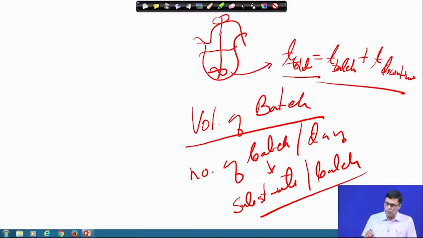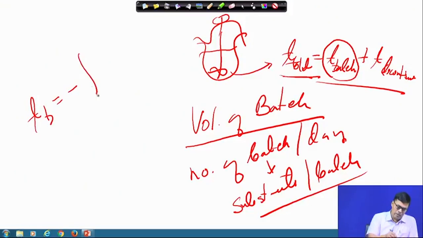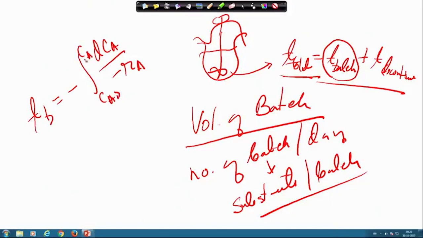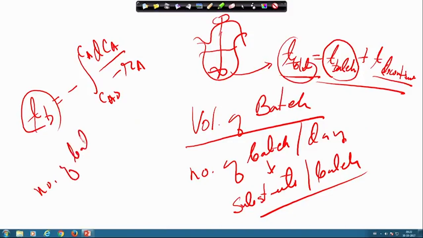So, when you want to find out T total, first you have to calculate T batch. And I showed you the T batch is what? T batch equal to minus dCA by minus RA. So, from that, CA0 to CA, you can easily find out what is the batch time required, and you assume some downtime and then you find T total. Now, the number of batches, how you can calculate, this is equal to, suppose per day you have 24 hours, so number of batches is 24 divided by T total.